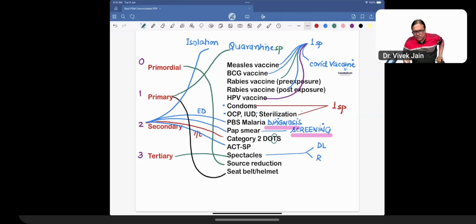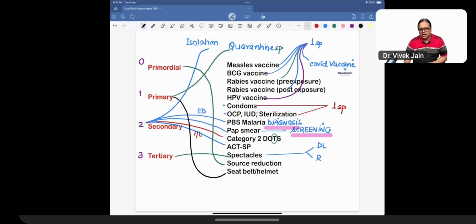What is the meaning of the word quarantine? Quarantine was first applied for which disease? Yes, that is also primary, Dr. Deepika. Very right. Quarantine was first applied for plague, 40-day detention. But now we know it's not 40-day for all diseases. It is maximum incubation period. Right? Okay.